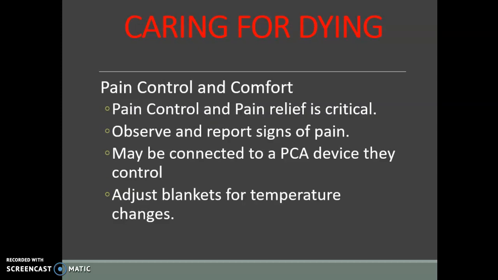Care for the dying, pain control and comfort. Pain control and pain relief is critical. Observe and report signs of pain. They may be connected to a PCA device, which is a pump where they can push a button and give themselves medicines, and they may go back and forth between being hot and being cold. So you're going to have to take their cues and adjust blankets for temperature changes.